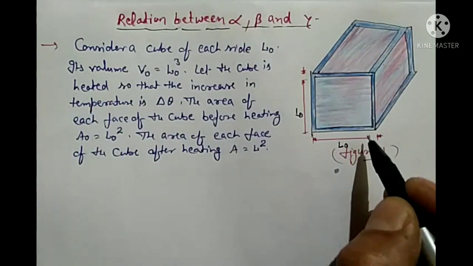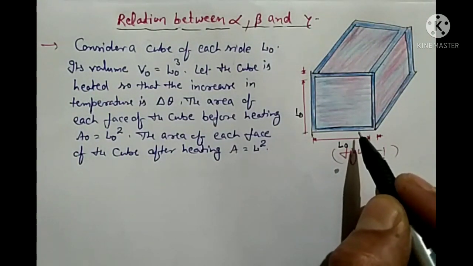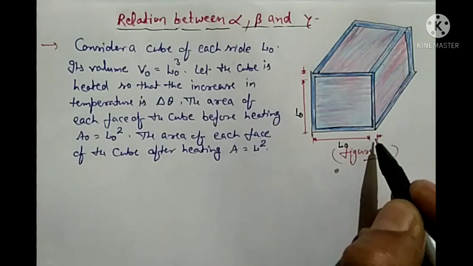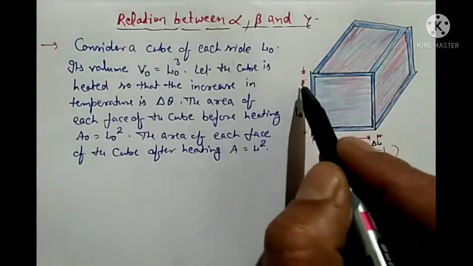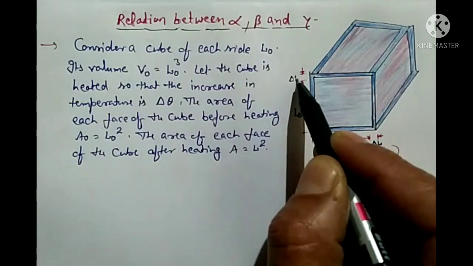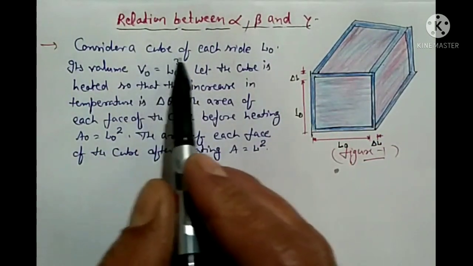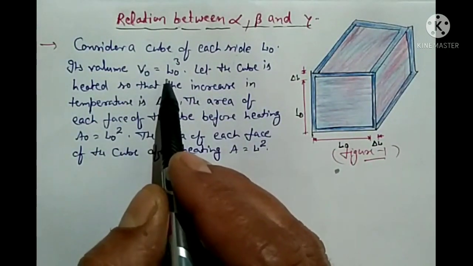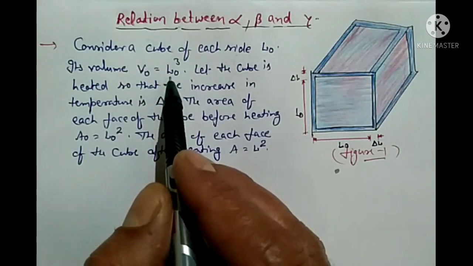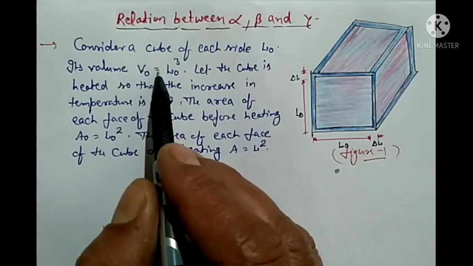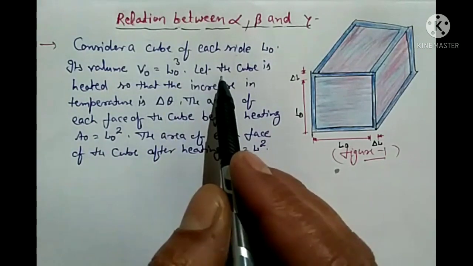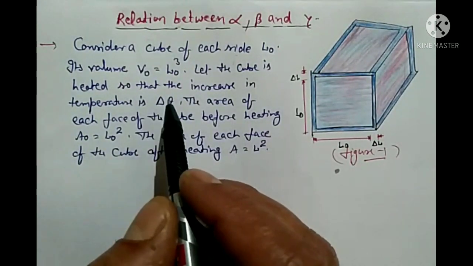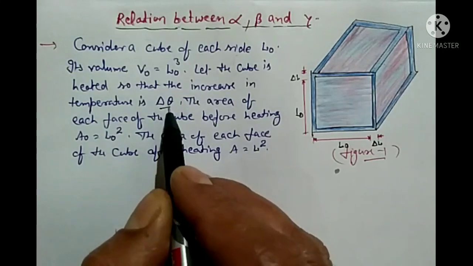When we heat the cube, there is an increase in the length of each side of the cube. Suppose the change in length is del L. Consider a cube of each side L naught. Its volume, we know that the volume of a cube is side cube, so V naught is equal to L naught cube. Let the cube be heated so that the increase in temperature is del theta.